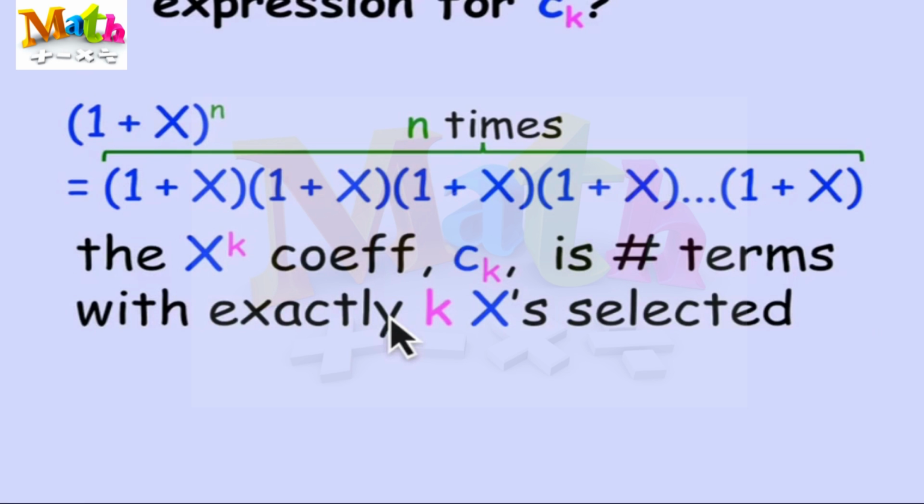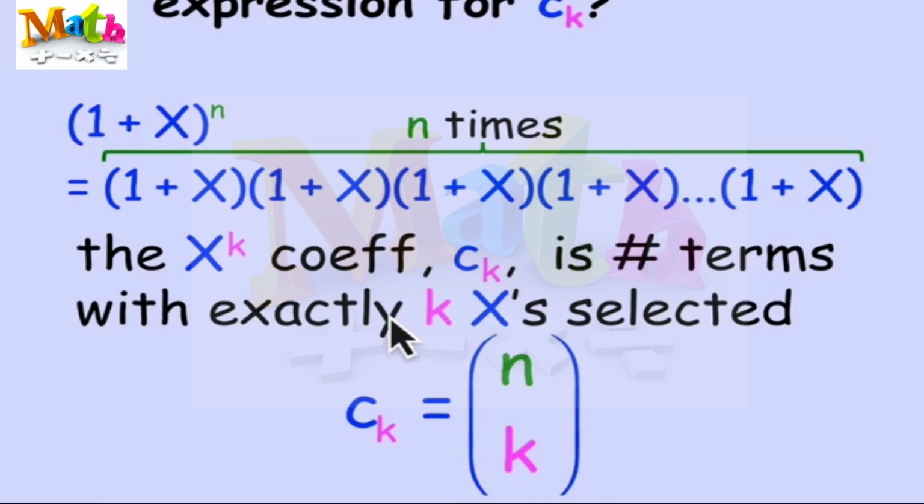So that's the simple idea. If you multiply out n terms, each of which is a sum of 2 things, you're going to wind up with 2 to the n terms corresponding to every possible way of selecting one or the other of the terms, of the components from each of the n products.